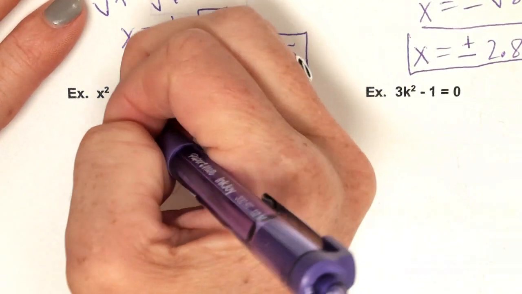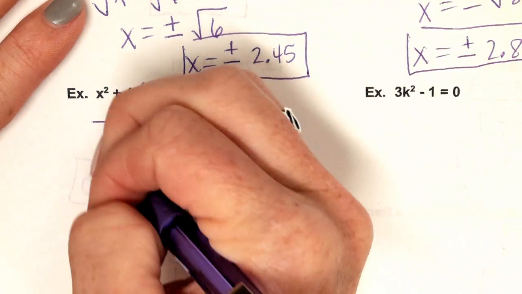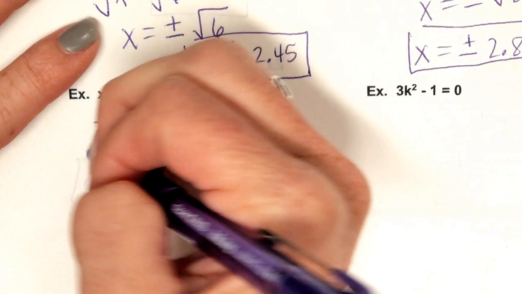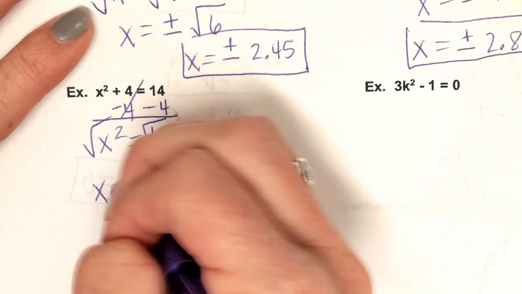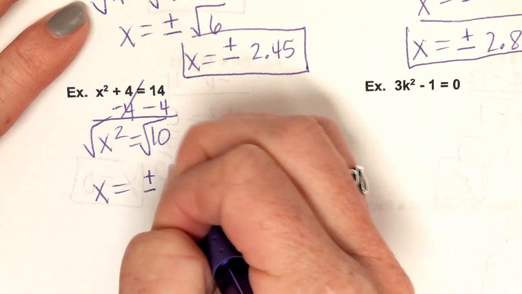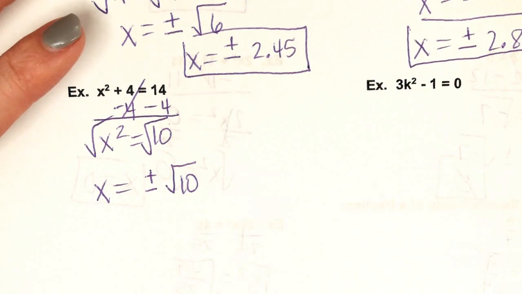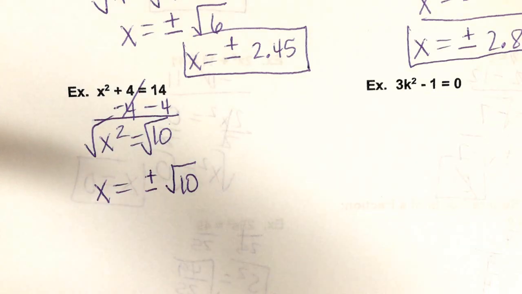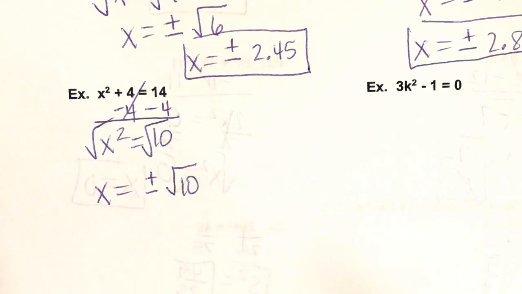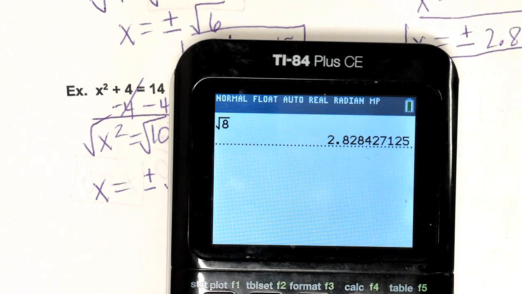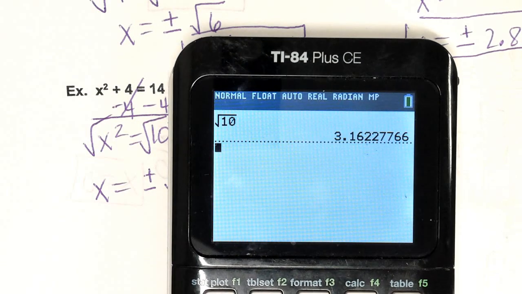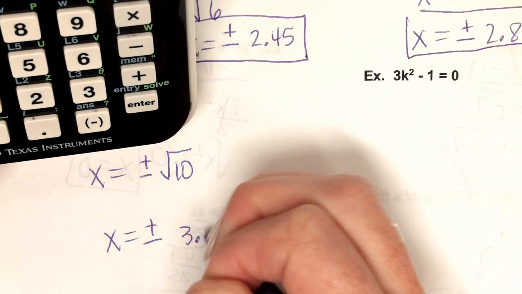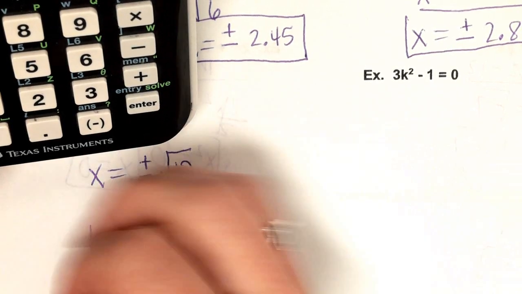So I would subtract 4 on both sides. I have x squared equals 10. I would square root both sides. And I have x is equal to positive and negative square root of 10. Okay, since it told me to round to the hundredths place, I have to take it the next step. If it didn't, I would leave my answer like that. But it did, so I'm going to do the square root of 10. And I'm going to say x is equal to positive and negative 3.16.